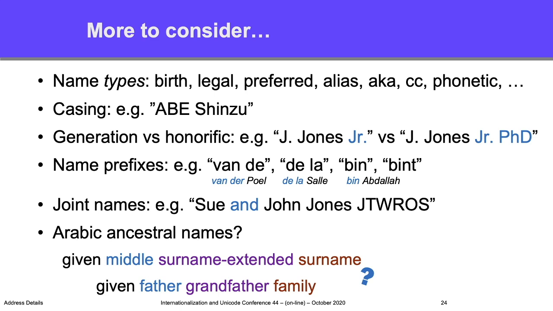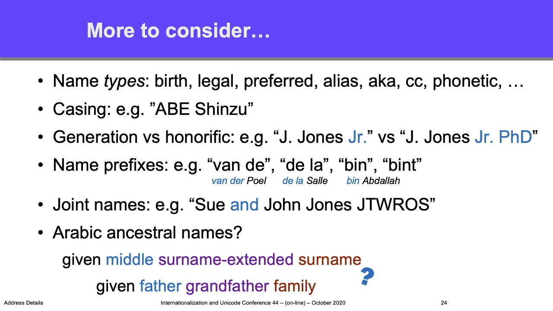Name prefixes. Some complex standards would take strings such as Van de, De la, such as in De La Salle, or Van der and Vanderpool, or Bin, as in Bin Abdallah, as separate fields. But for the sake of usability, we wanted to keep this concise and interoperable with W3C, and we feel these will do fine inside the name fields themselves within the surname or additional name fields.